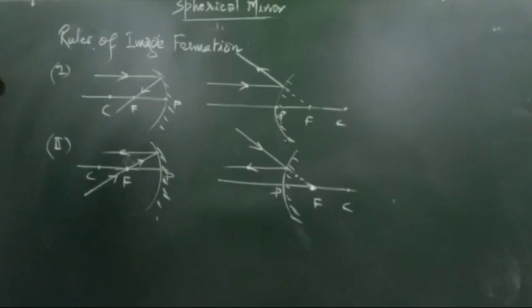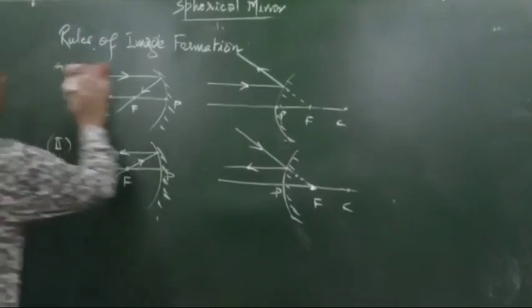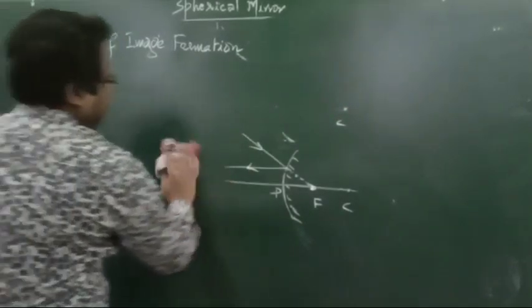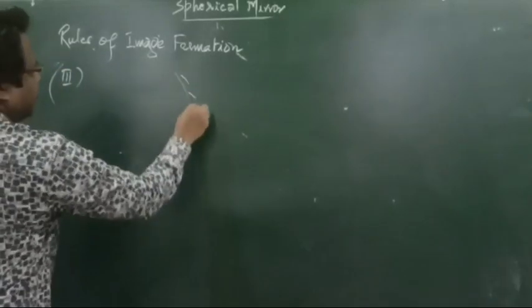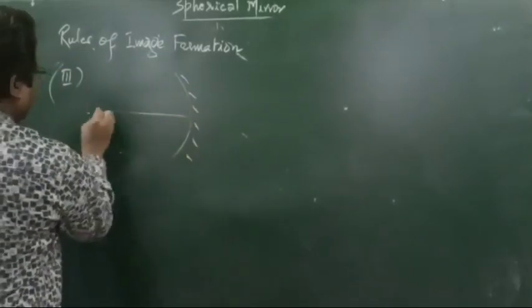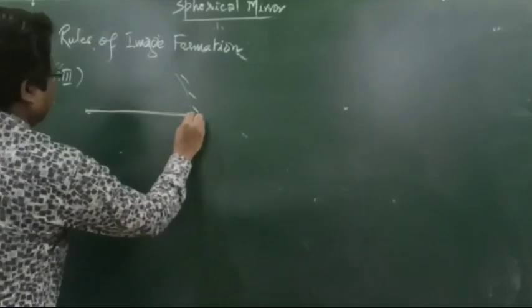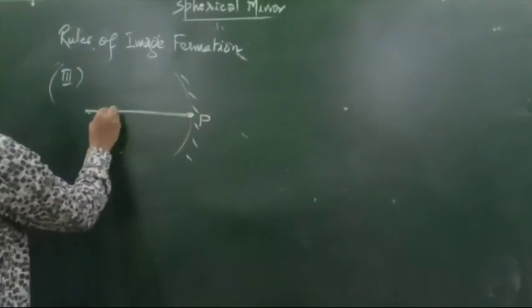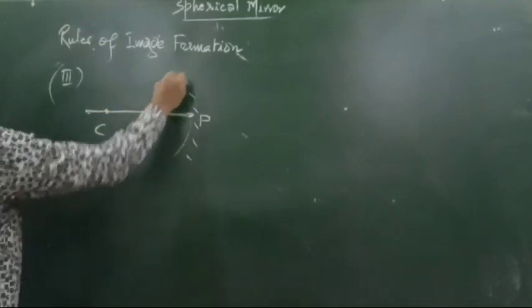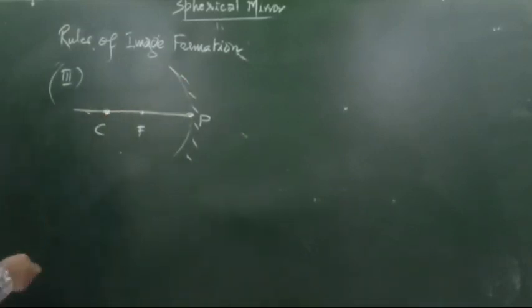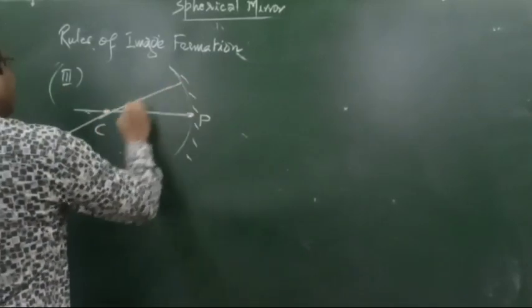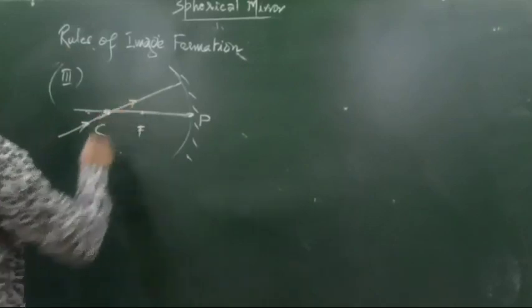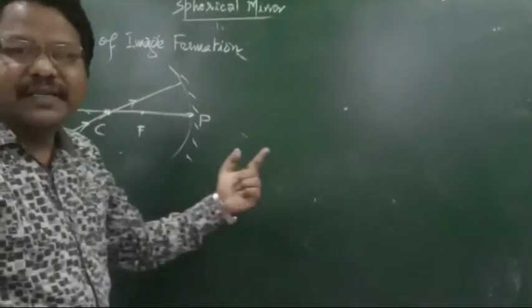Now, the third rule. The third rule says, if it is a concave mirror, with pole, center of curvature and focus, and a ray is incident on the mirror through the center of curvature. It is incident what? Through the center of curvature.